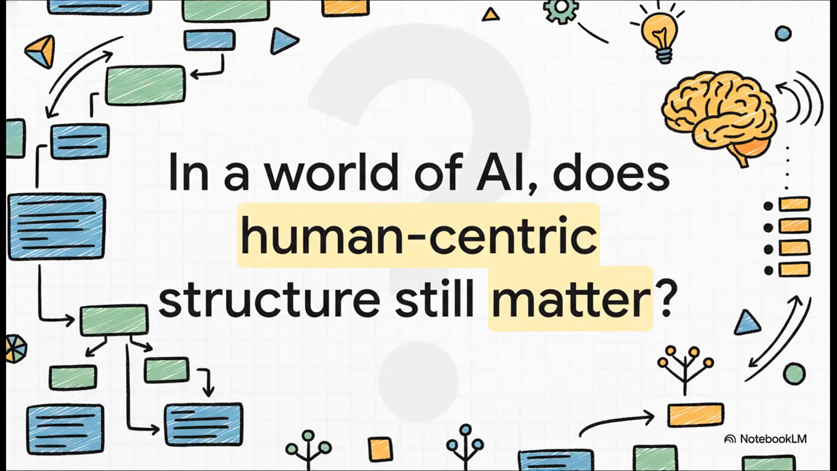But that leaves us with a really interesting question to think about, right? In a world of AI-powered code generation and super complex frameworks, does this human-centric approach to structure still matter? As our tools get smarter and do more of the work for us, I'd actually argue that these foundational principles of clear, logical, human-readable organization might just become more important than ever before.